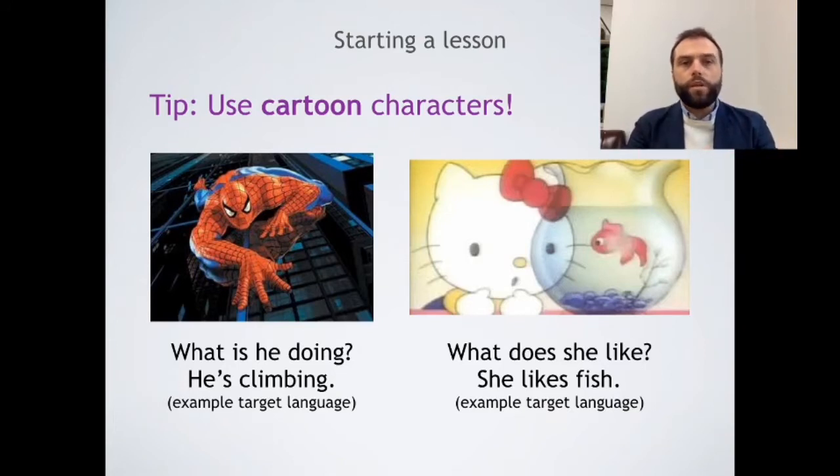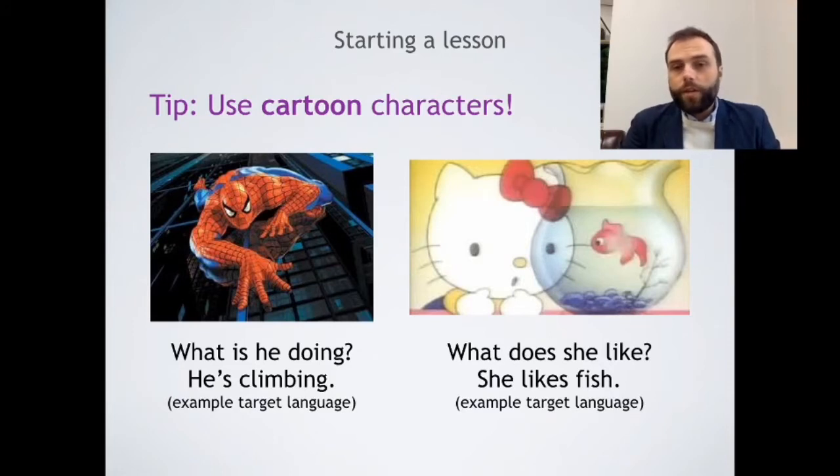So I've got 2 examples here. You've got Spider-Man and Hello Kitty, or Kitty, I think it's called in Korea. So have a look at Spider-Man, and there's a question here. What is he doing? He's climbing. So that's an example of the target language. Now, you could use superheroes for actions. I think superheroes and actions fit together really well. You've got things like jumping, flying, hitting, running. So superheroes plus action verbs, that's a good link. And you could use Marvel and all the famous superhero movie characters that are popular at the moment.